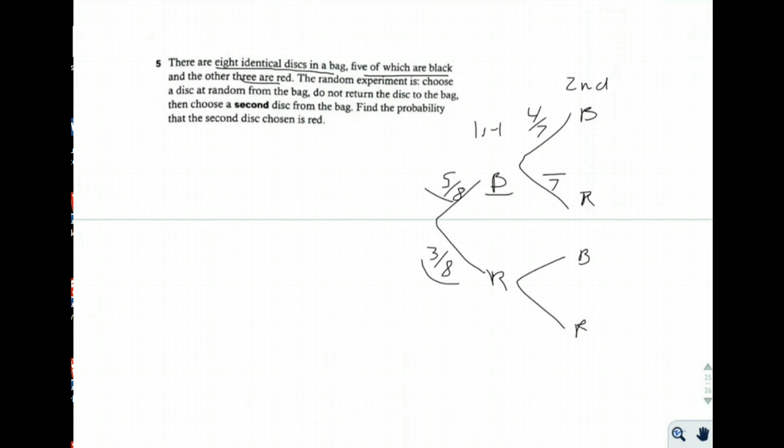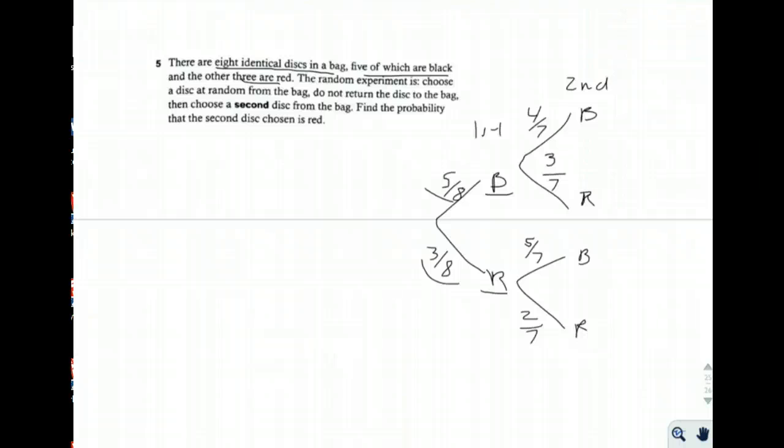And what is the chance that you would get a red disc the second time? Well, you still have 3 red discs left after the first trial because you chose a black disc the first time, so it would be 3 out of 7. Now let's take the case where you chose red the first time. Now you still have 5 black discs in the bag, so there's still a 5 out of 7 chance you're going to choose a black disc. Now you have the opposite chance of choosing the red disc, 2 out of 7, because you only have 2 red discs left. You chose one of the 3 red discs on the first trial.